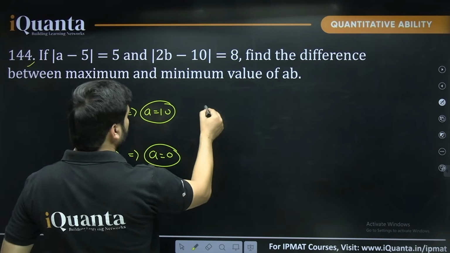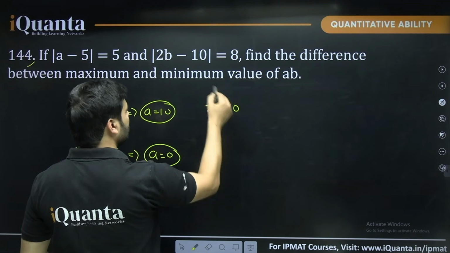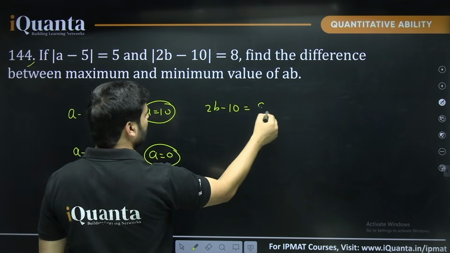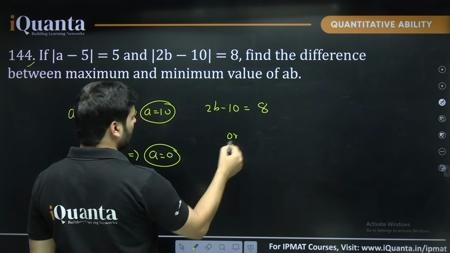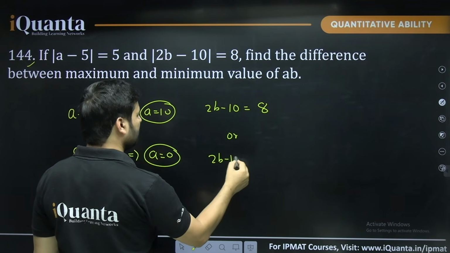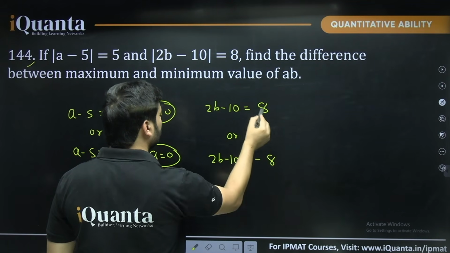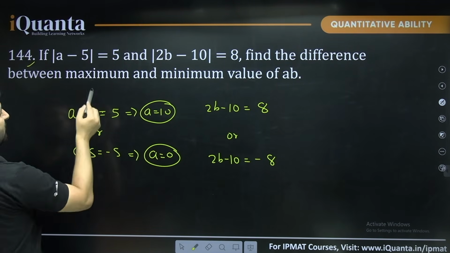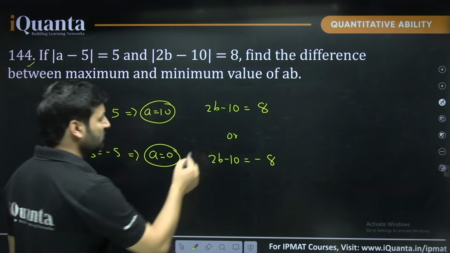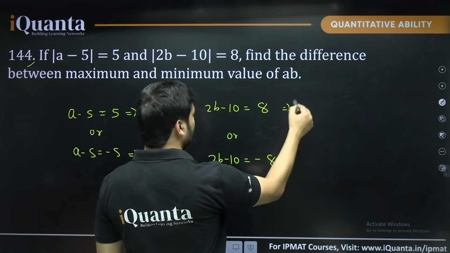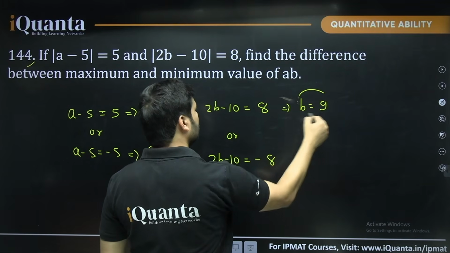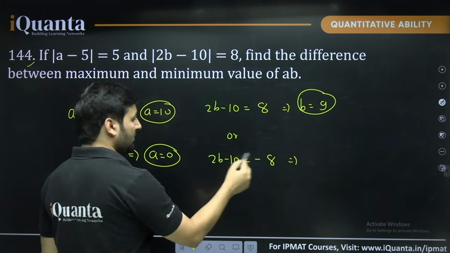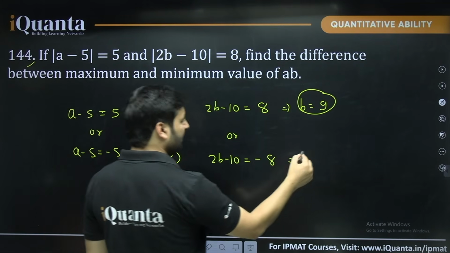Similarly 2b minus 10, whose mod value is 8, so it can be plus 8, or we can also have 2b minus 10, the thing inside modulus, as minus 8, because if you take mod of 8 or minus 8 both will be 8. If you take mod of 5 or minus 5, we will get 5. So solve here, we will get b equals 18 by 2, that is 9, and here we will get 2b equals 2, b will be 1.